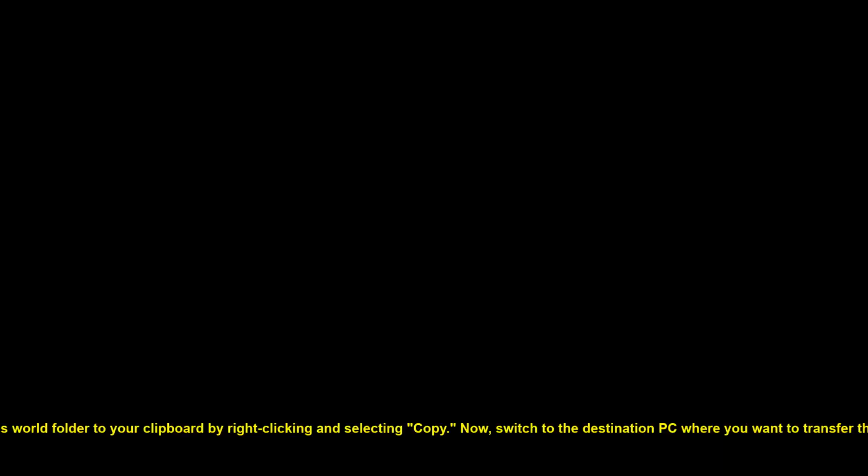Now, switch to the destination PC where you want to transfer. On the destination PC, open MultiMC and create a new instance or select an existing one. Right-click on the desired instance and choose Open Folder to navigate to its files. Inside this folder, locate the Saves directory. Paste the copied world folder from the source PC into the Saves directory of the destination PC.